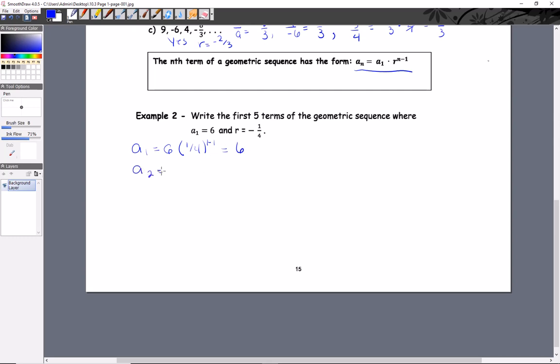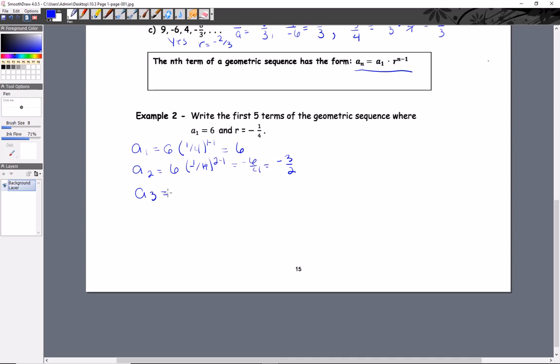Now the second term will be the first term times r, that's negative 1/4, raised to the 2 minus 1 power. So 6 times negative 1/4 is negative 6 over 4, which is negative 3 over 2. So that's your second term.